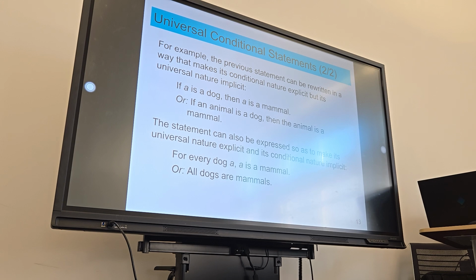You can rewrite these in ways that emphasize the conditional nature of the statement. Like, if A is a dog, then A is a mammal. They can also be expressed so the universal nature is more explicit: for every dog A, A is a mammal. So the conditional nature is implicit at that point, whereas it's more universal.